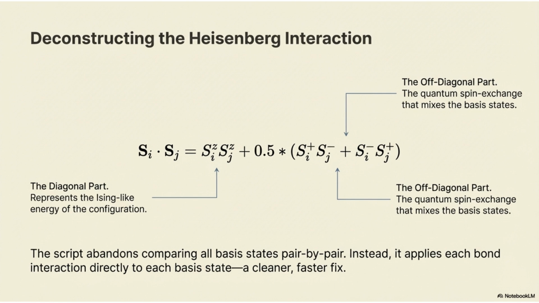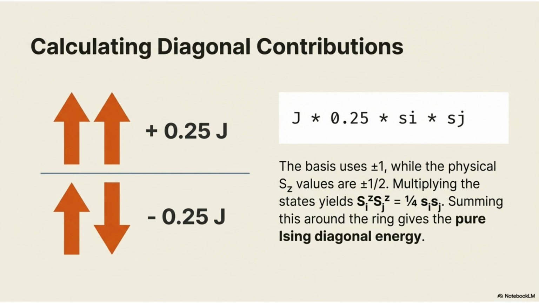Deconstructing the Heisenberg interaction reveals a diagonal part, representing the Ising-like energy, and an off-diagonal part, which is the quantum spin exchange that mixes the basis states. Calculating diagonal contributions involves multiplying the Sz values for neighboring sites. For parallel spins, the contribution is plus 0.25J, and for anti-parallel spins, it's minus 0.25J, yielding the pure Ising diagonal energy when summed.